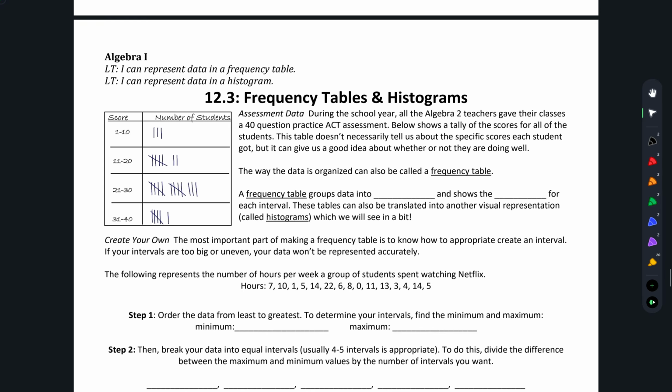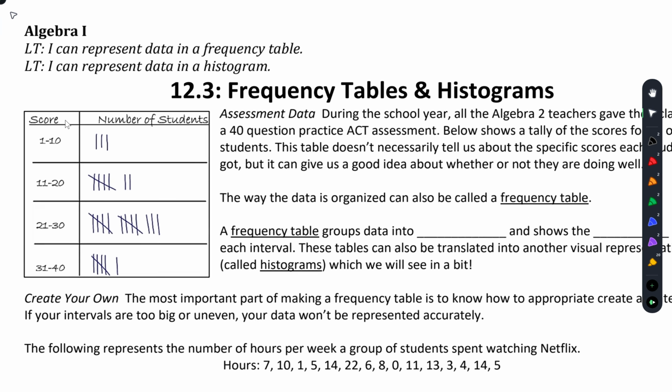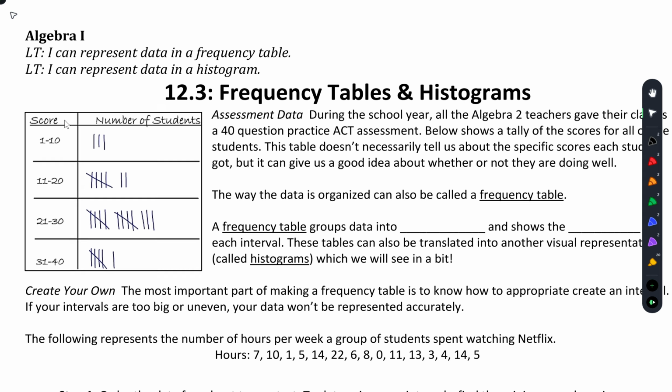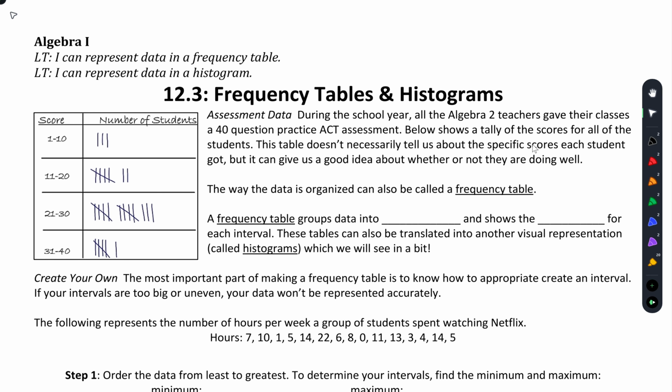Both of these things will appear in your final project, so we need to know how to do both of them. This first thing over here off to the left is an example of a frequency table. In this example, during the school year, all the Algebra 2 teachers gave their classes a 40-question practice ACT assessment, and then they tallied up the scores for their students. So this is like one teacher, they tallied up the scores for their classes.